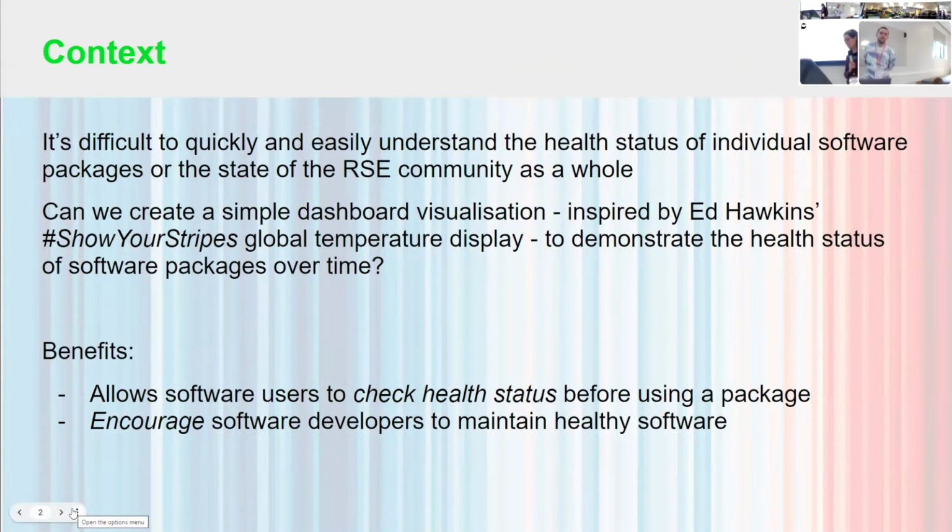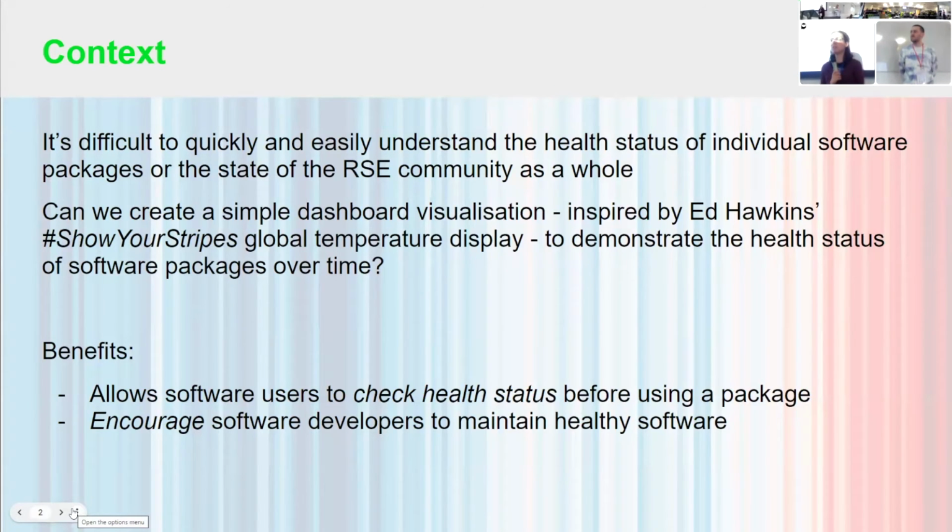So the context of the project: the problem we had identified is that it can be quite difficult to get a feel for or easily understand the status of an individual software package in terms of its quality or its health, which is a term that is subjective in a sense, but there are definitely ways you can determine that something is healthier than otherwise, and we'll go on to show some examples.